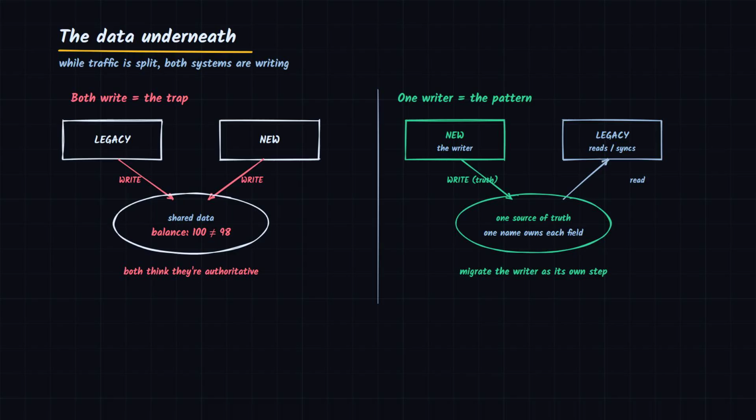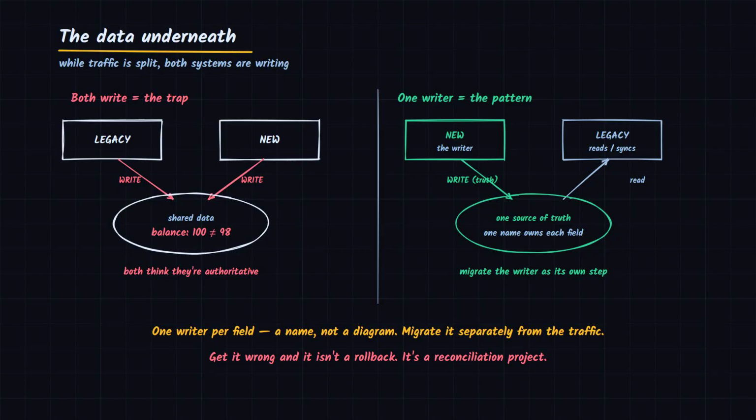Doing both at once is how you end up with 2 systems that each think they are authoritative, disagreeing about a customer's balance, with no way to tell which one is right. That is not a rollback situation. That is a reconciliation project.